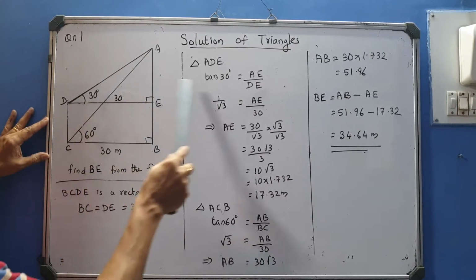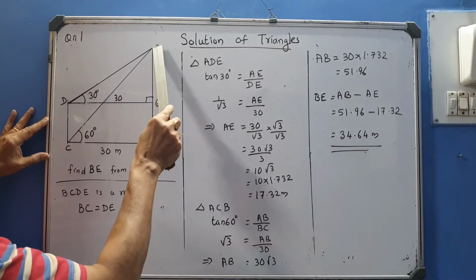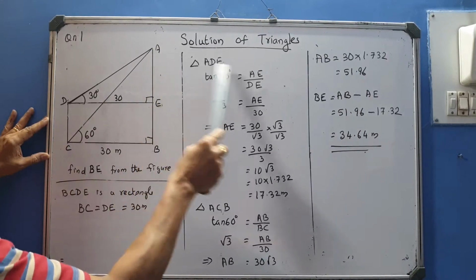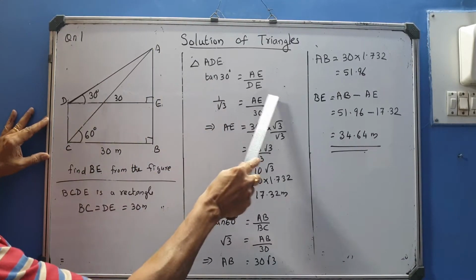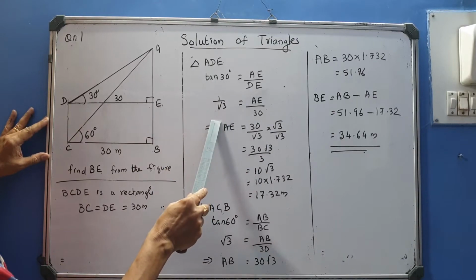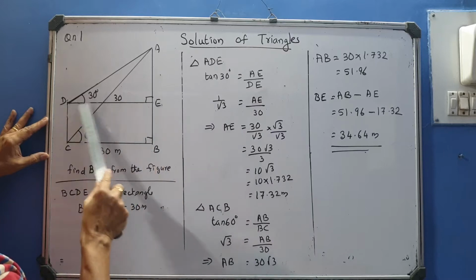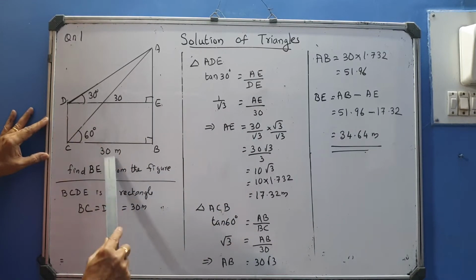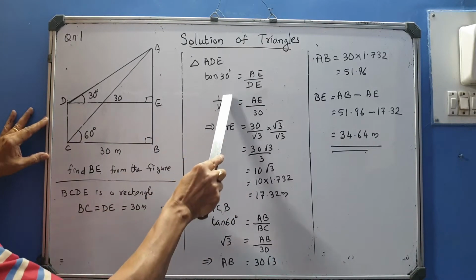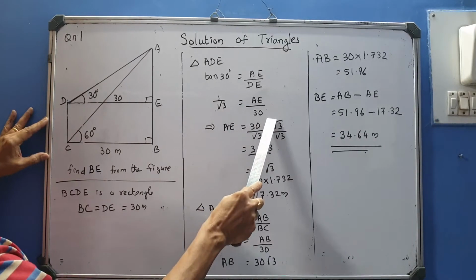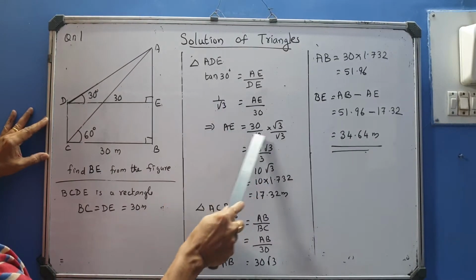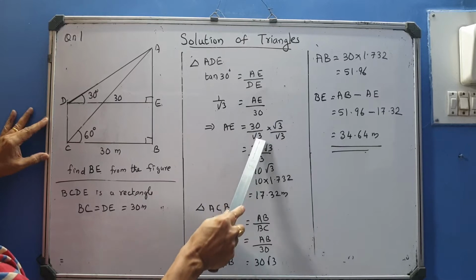AD, 30 is the angle there. So tan 30 is equal to opposite by adjacent. Opposite is AE, adjacent is DE. But tan 30 is 1 upon root 3. So 1 upon root 3 is AE by DE, and this is 30, we already got it, because this 30 means this 30. Tan 30 is 1 upon root 3, AE by 30. Now cross multiplying, AE will be equal to 30 by root 3.